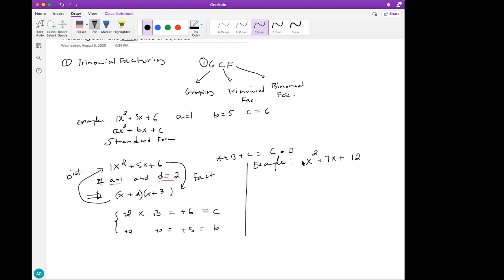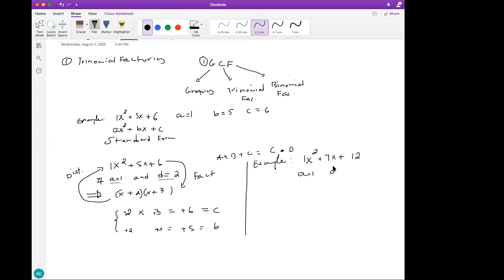What's the first thing you check in a trinomial before doing the parentheses again? You need to check if a is 1. Is a 1 here? Yes, 1. That's right. A is 1. It's invisible again. And the degree is 2. If these two conditions are met, then you can write your parentheses right away, start them with X.